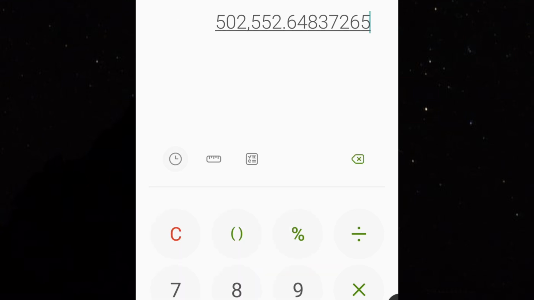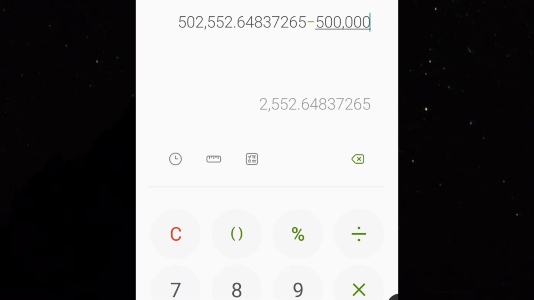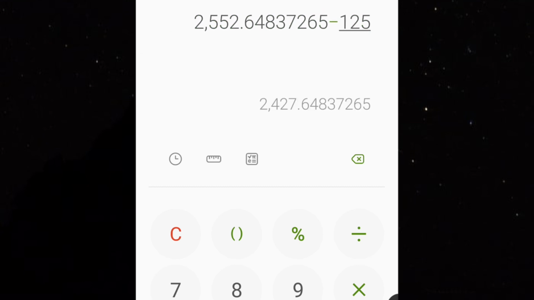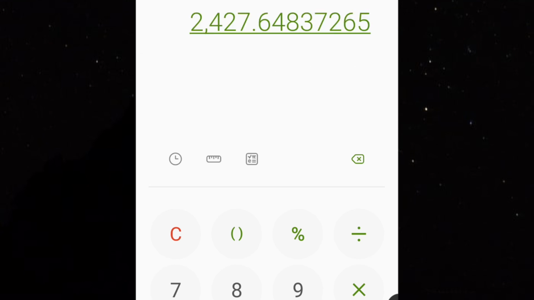Okay, this is what we got, and you subtract your 500k capital. Okay, this is your turnover, which is your ROI. You can subtract about 0.3% of this, which is just about 0.5%. So 10% of this is about 250 naira, and just say you're subtracting about 125 naira, because 0.5% is the highest fee you'll be paying for these transactions. So you have about 2,427 naira as your return.